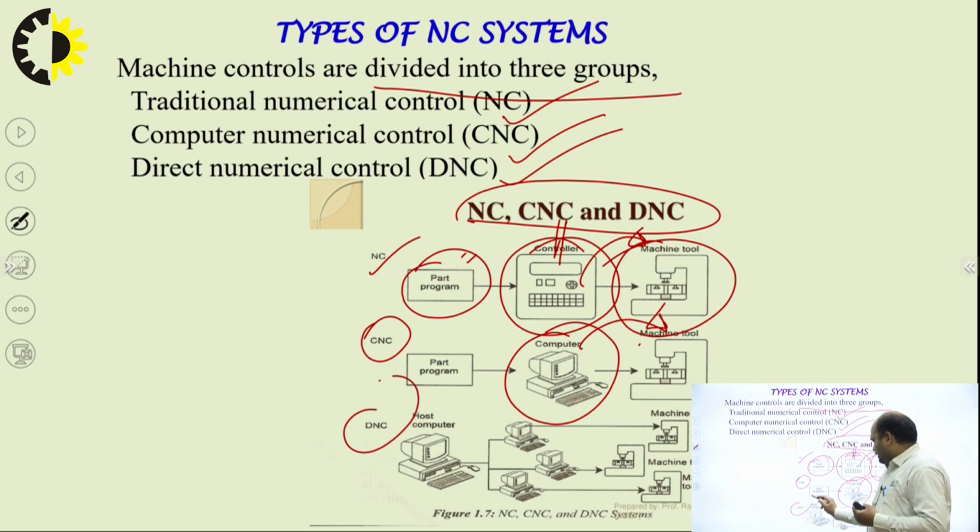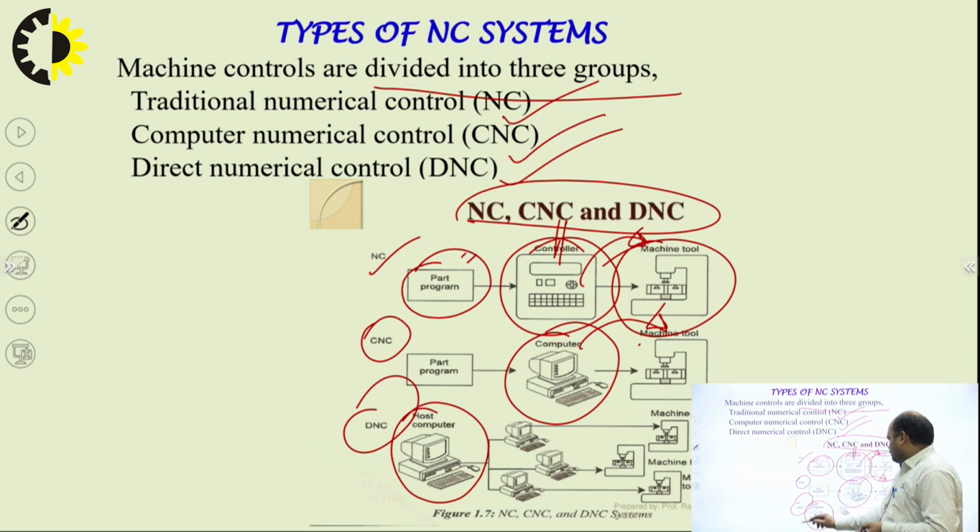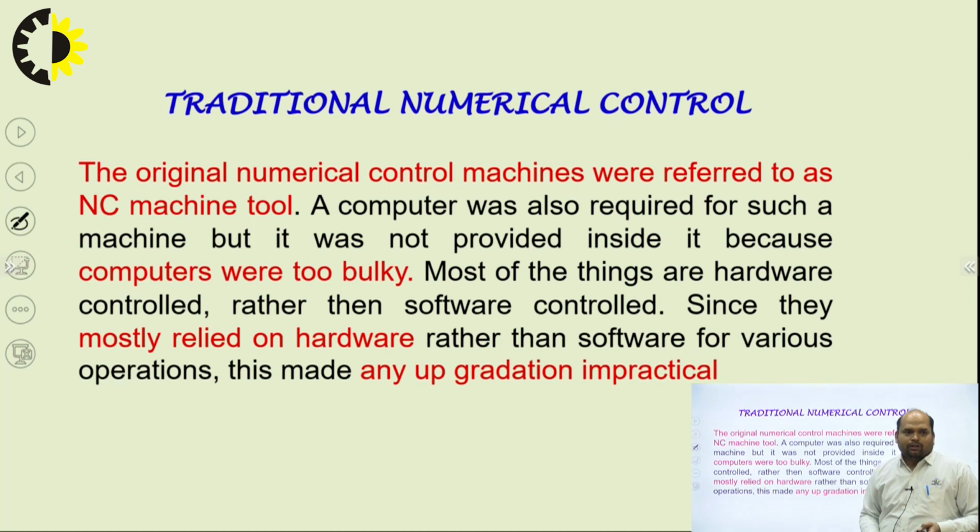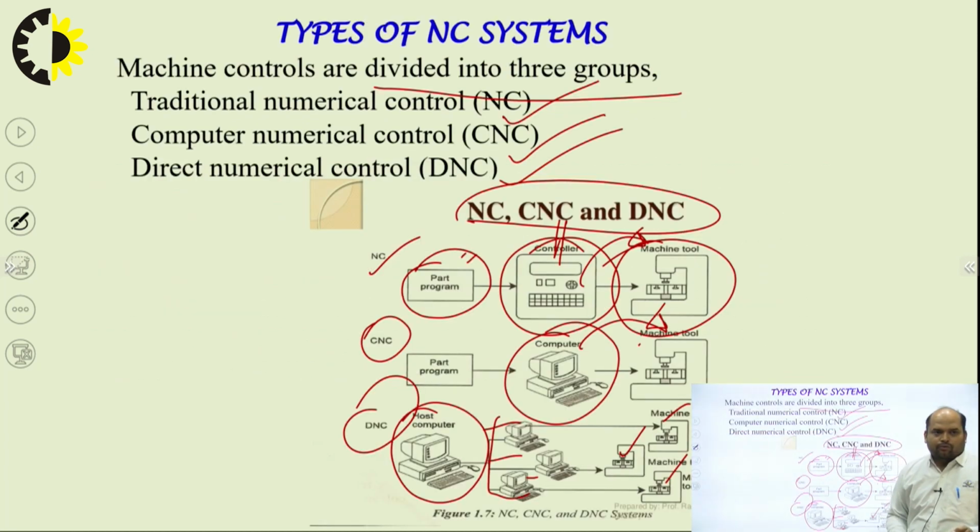Talking about the direct numerical control system, here there is a single host computer interlinked with other computer systems, through which different machine tools can be operated with the help of DNC. We will talk about the NC, CNC and DNC systems in detail in our next lecture. So thank you.